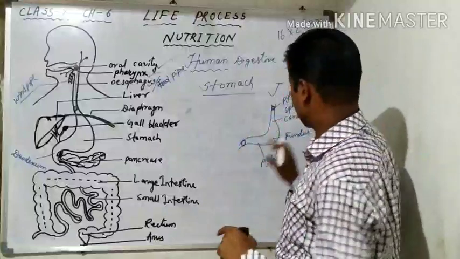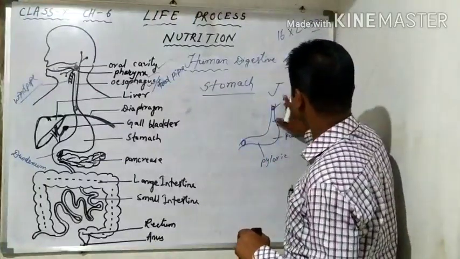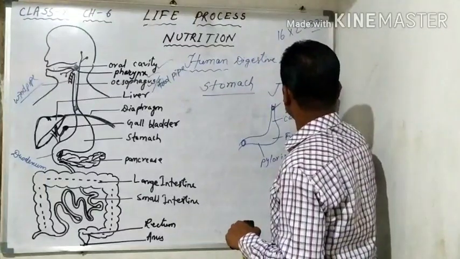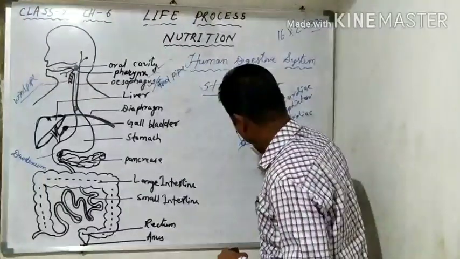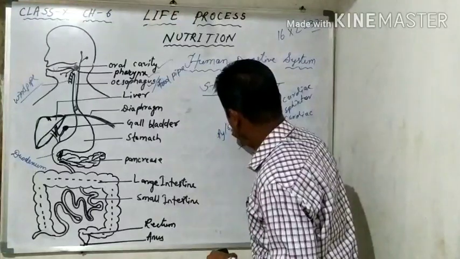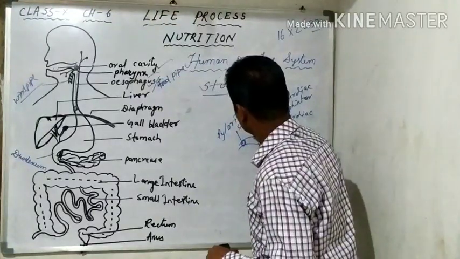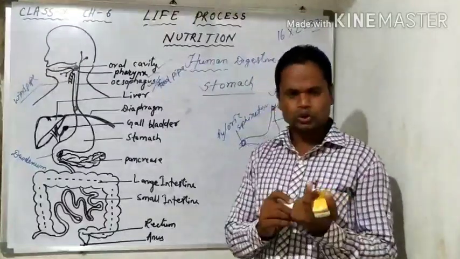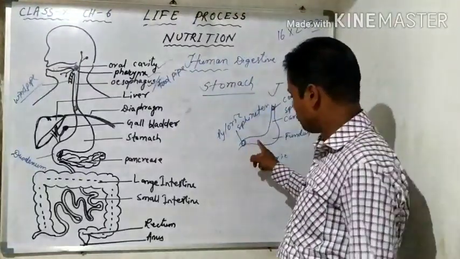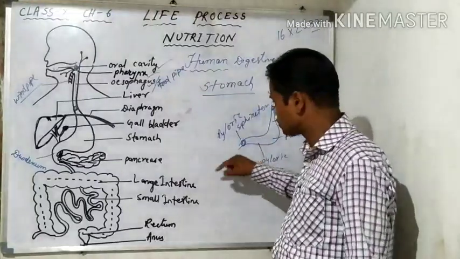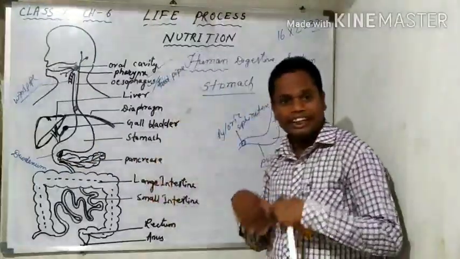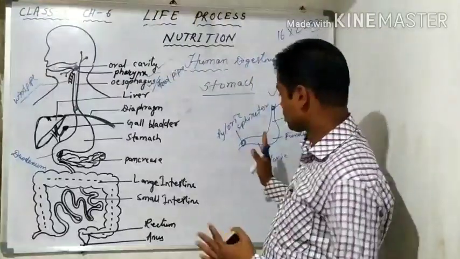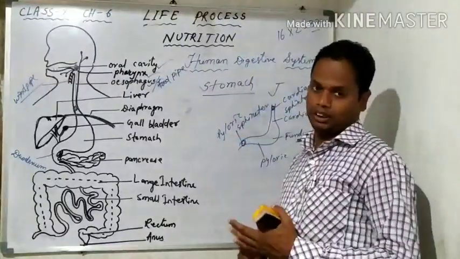Sorry, one thing I have to tell you. This is the cardiac sphincter, and this is the pyloric sphincter. This also means that once the food from the stomach comes to the duodenum, it cannot return back easily. Okay, so let's discuss the stomach properly.